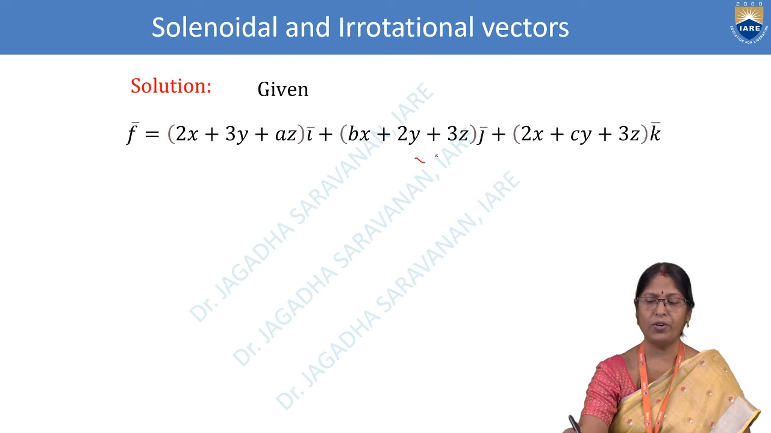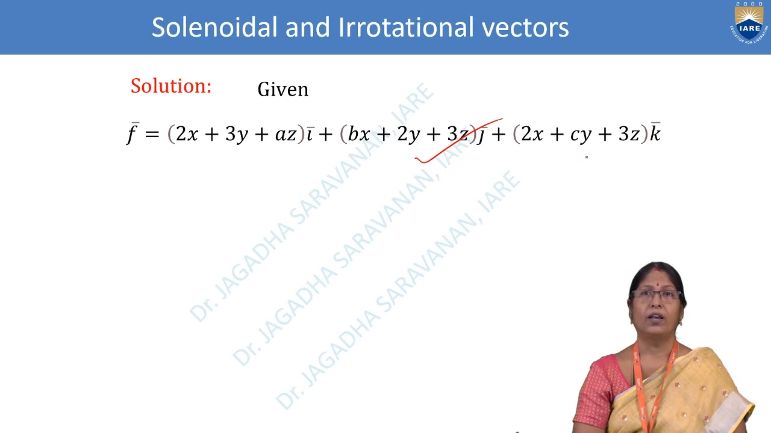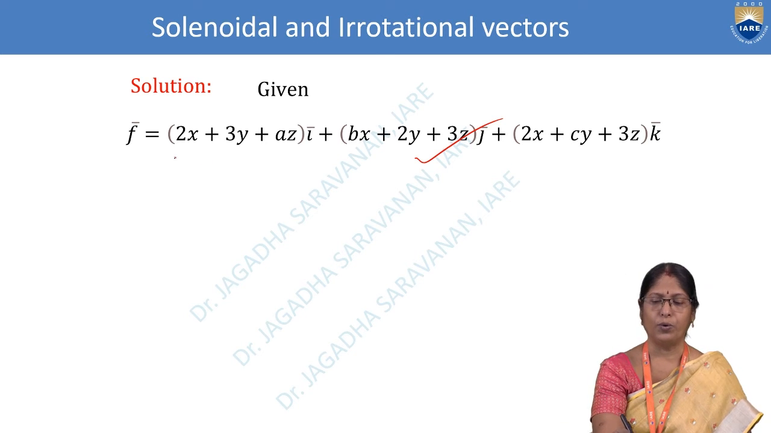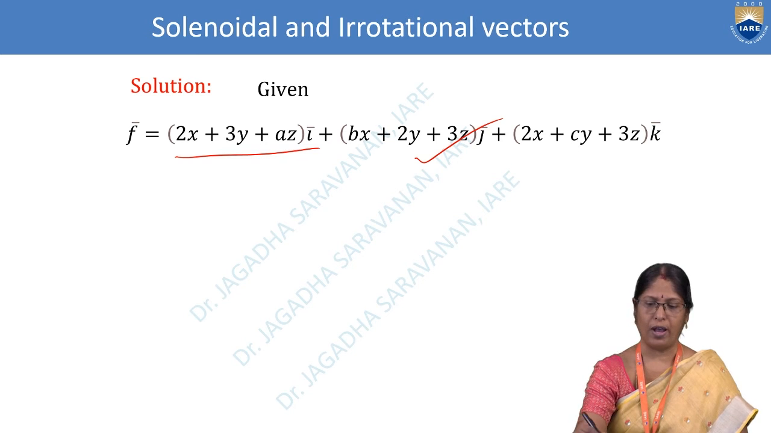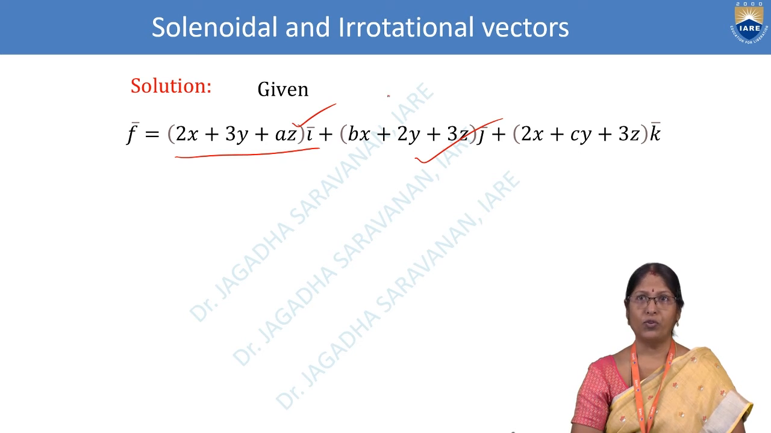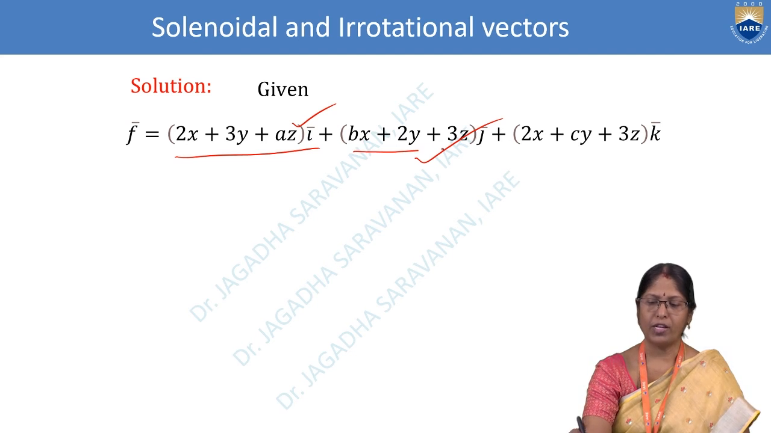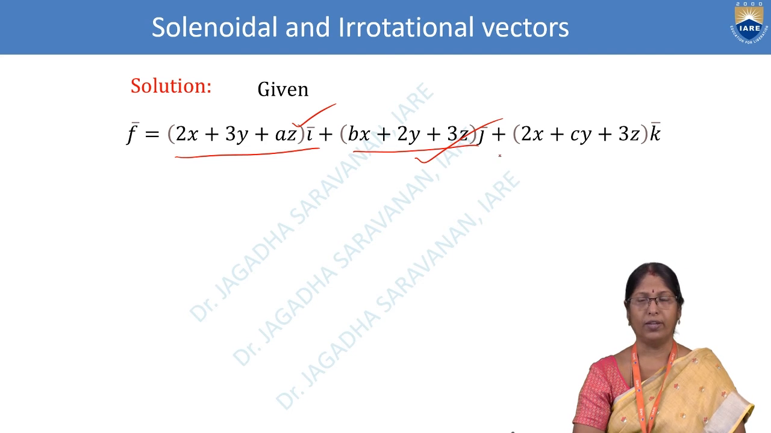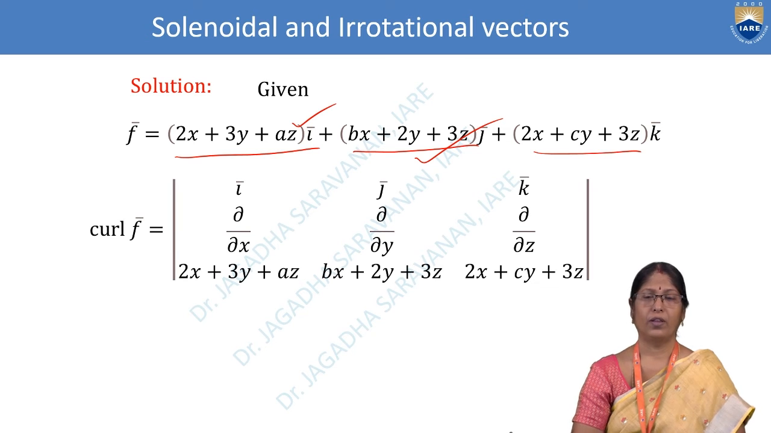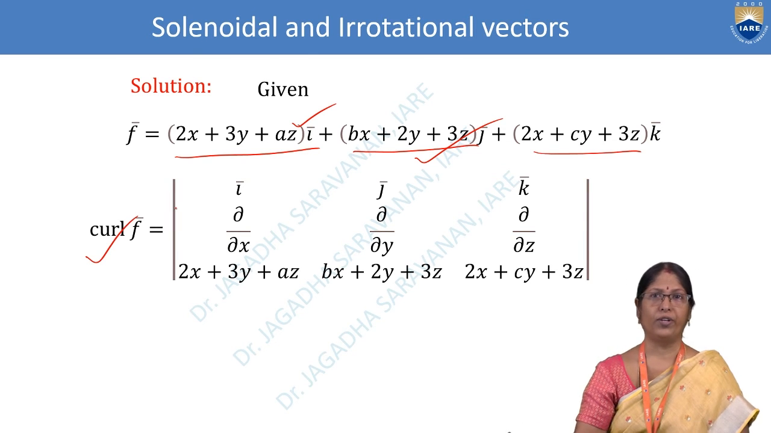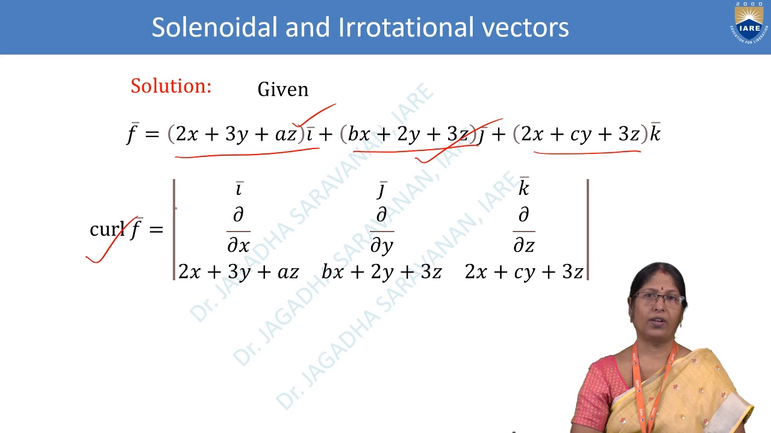So the given question we wrote: the vector f equals (2x + 3y + az) i, (bx + 2y + 3z) j, and the last one is (2x + 3y + 3z) k vector. We want curl f. Curl f is nothing but grad cross f.